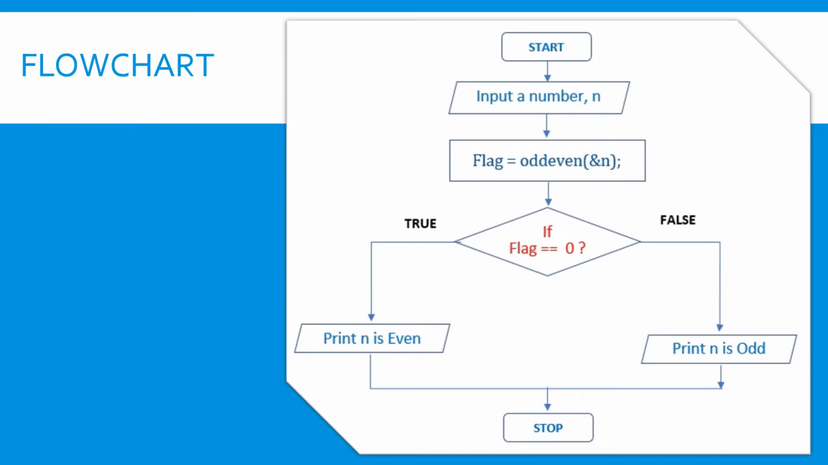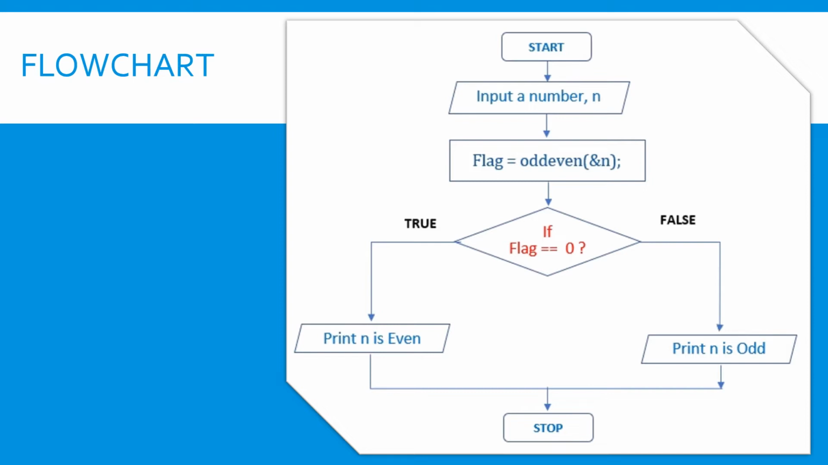In the main program, let us start with inputting a number, and that number has to be given to the function odd even. So odd even is called with the address of n variable. So the address of n variable will be passed to the function. So we get the result in the variable flag. Later on, we are checking whether flag equal to 0 or not. And if flag equal to 0, we have the answer n is even number. And if flag is not equal to 0, that time we go for the answer the given number is odd.